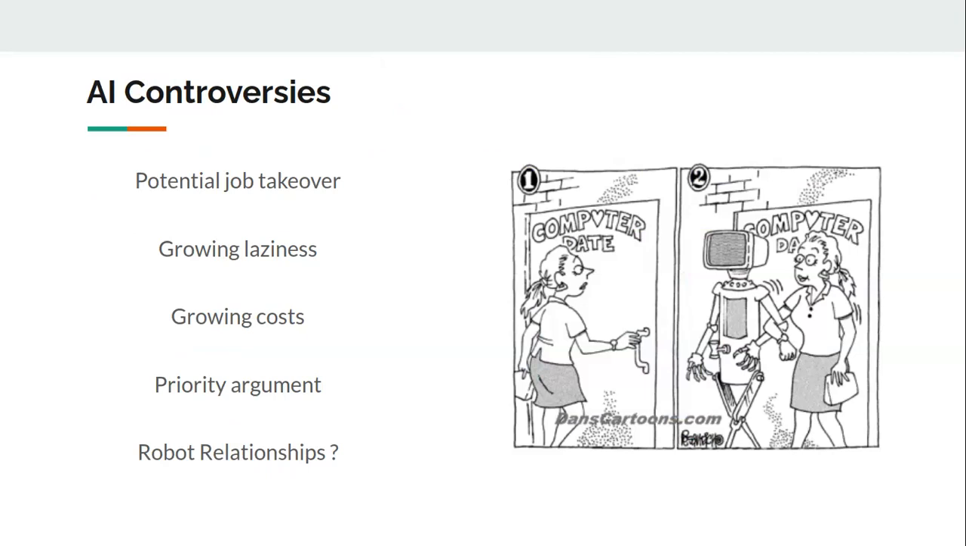So the controversies are, first, potential job takeover. AI is actually taking over some people's jobs. I gave this story to some of you, and I believe you know that already, where I was talking about this Alibaba Group hotel in China. At the entrance of the hotel, before you get to the hotel, you actually book for a room. And when you get there, you confirm your reservation.